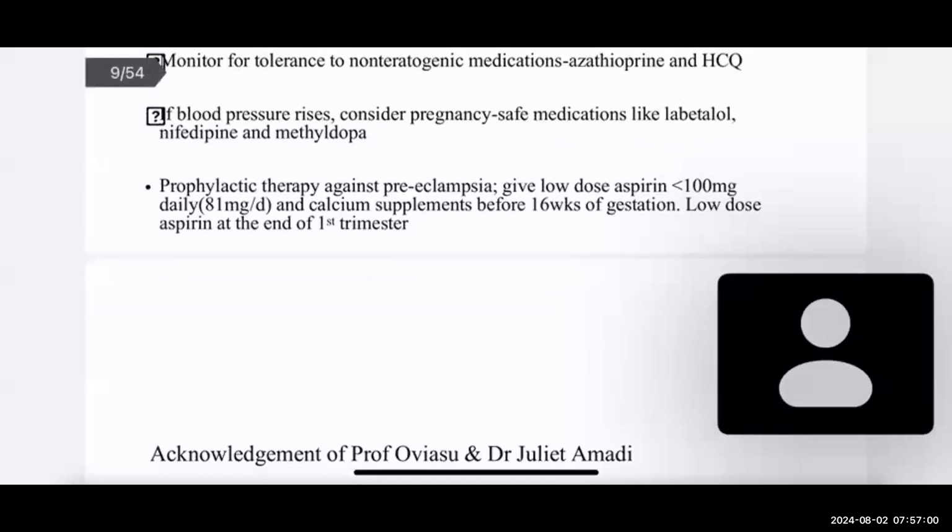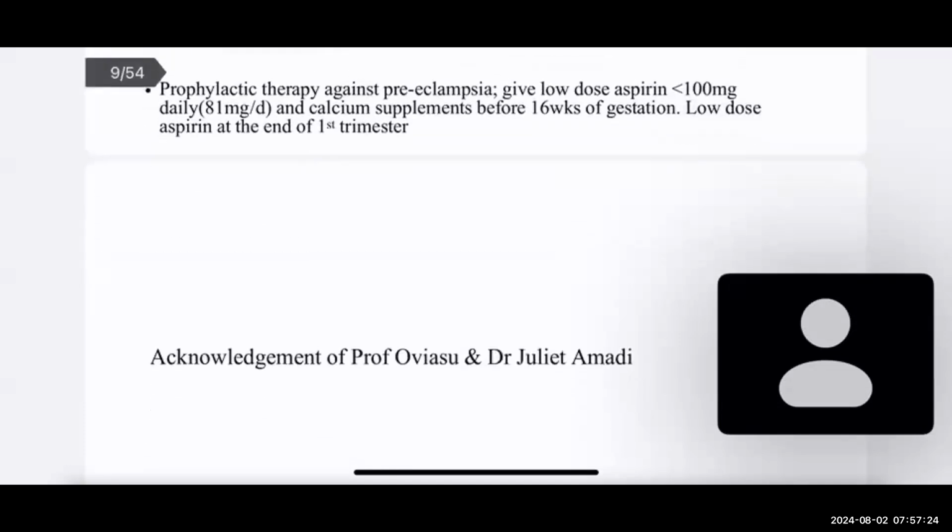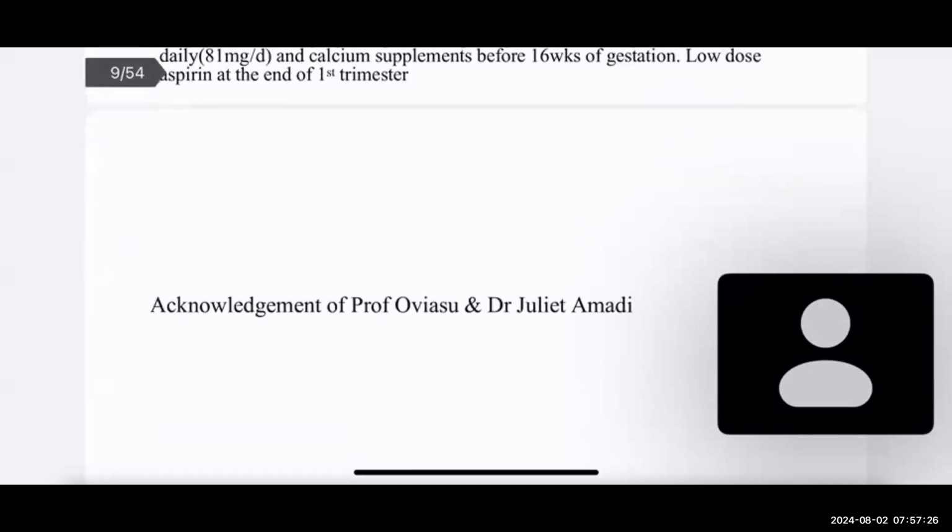Prophylactic therapy against preeclampsia will be very important for her. So what's recommended is to give low-dose aspirin, less than 100 milligrams daily. In a lot of the articles, they actually specify 81 milligrams per day. And also calcium supplements will be important for her, if I do place her on the steroids, because of fear of osteoporosis. So that's the answer to the questions we have.